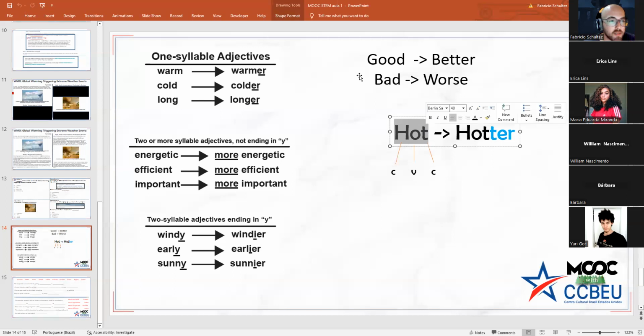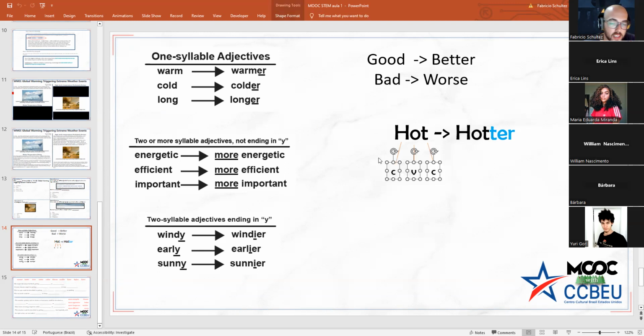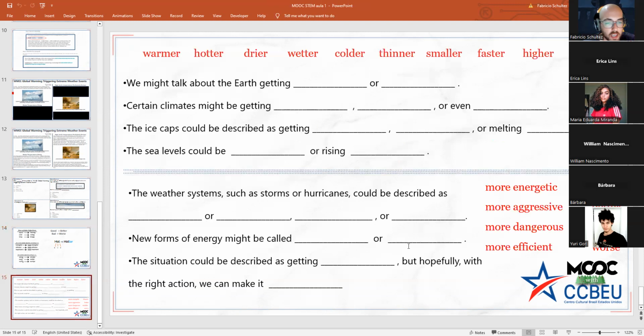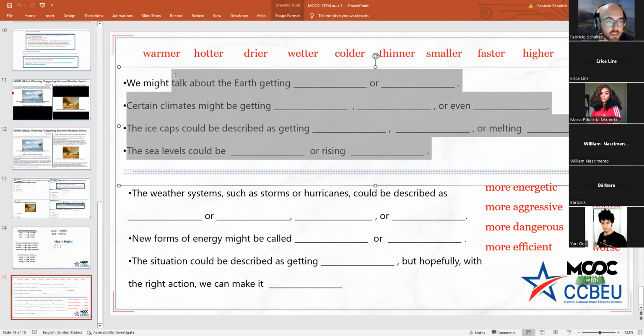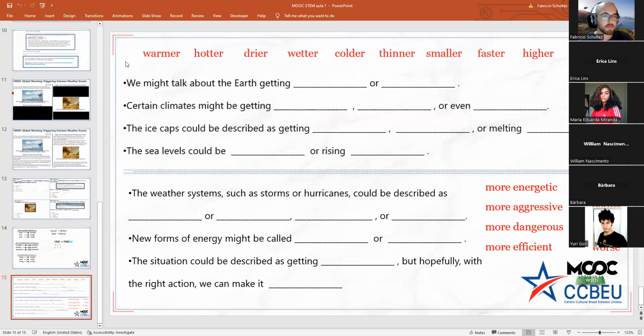Ok, and then we have here outra coisa, olha só. Hot e hotter. Então, olha que interessante. Se termina em CVC, e essa é uma regrinha que aparece direto em inglês, tá? CVC, a gente dobra a última letra e daí você coloca o R. Aí fica assim, hotter. Ok. Last class, we did this, right? This part. And this was the homework.